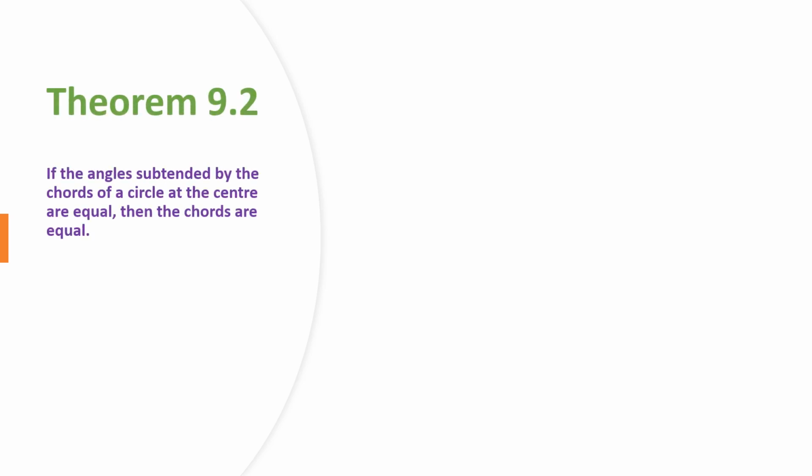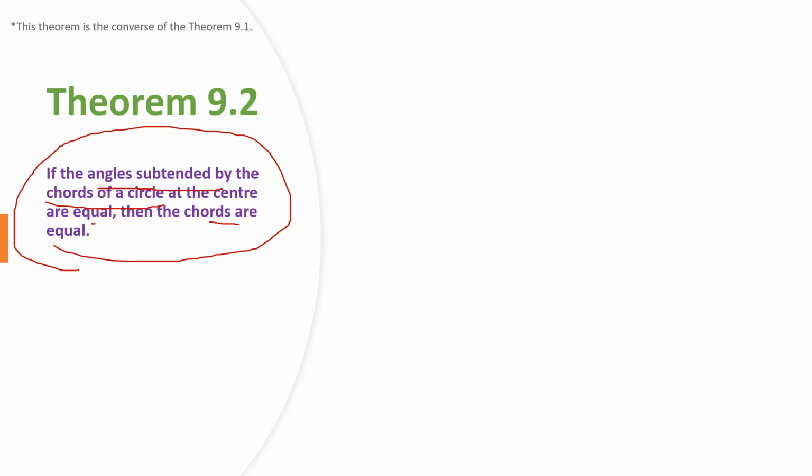Okay, let's start the next theorem, which is 9.2, the second theorem of circles. What it states is, if the angles subtended by the chords of a circle at the center are equal, then the chords are equal. If the subtended angles at the center are equal, then the chords are equal. Observe this point here. This is very similar to the second quiz I asked you, and to theorem 1 also.